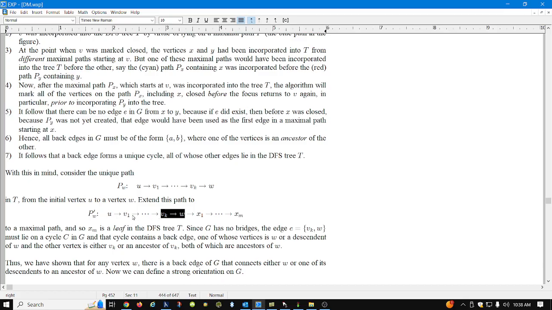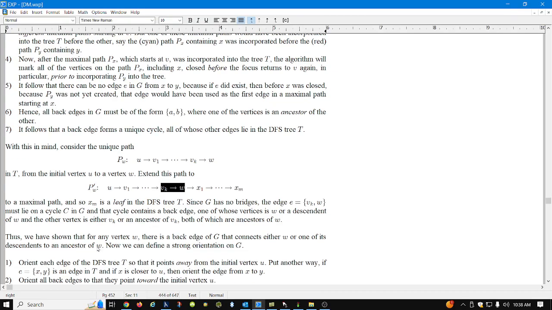VK and its ancestors are ancestors of W. So this back edge has to connect W or one of its descendants with an ancestor of W. Okay? So again, we've shown that for any vertex W, there is a back edge of G, not part of the tree, that connects either W or one of its descendants, one of the X's, to an ancestor of W.